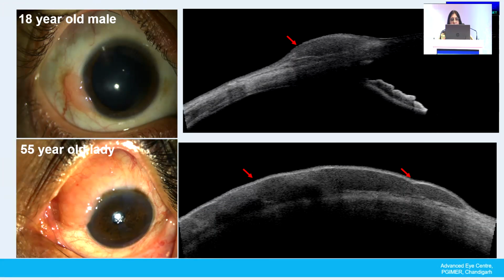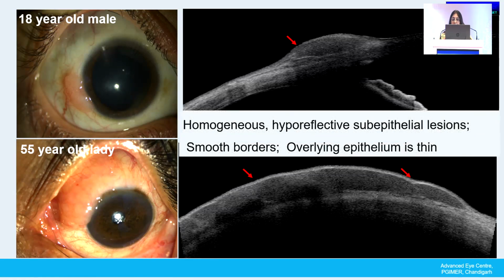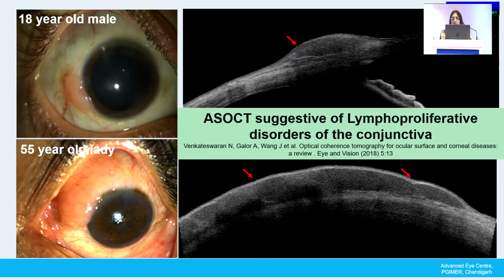These are 2 cases, an 18-year-old male and a 55-year-old lady. We have 2 lesions on the OCT which appear very different from the ones that I showed for the ocular surface squamous neoplasia. Here, both the lesions are homogeneous, they are hyporeflective, and they are subepithelial. The epithelium, in fact, is thin. The borders are smooth for the lesions. And this is the picture which has been classically described for lymphoproliferative disorders of the conjunctiva.